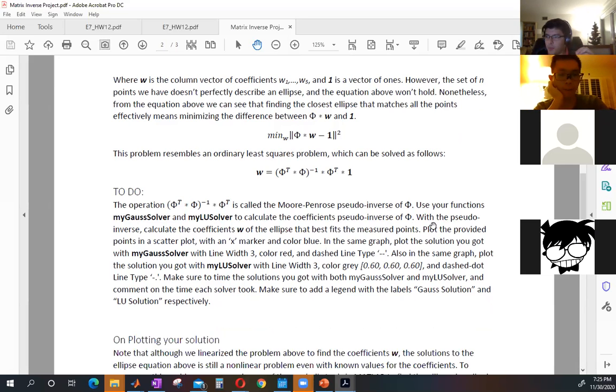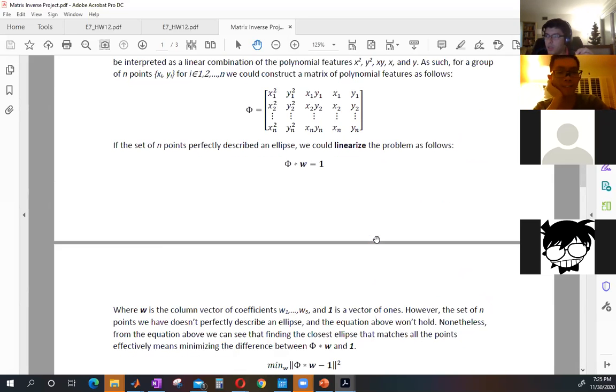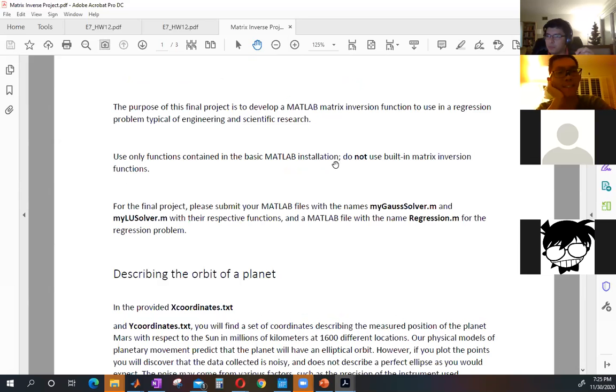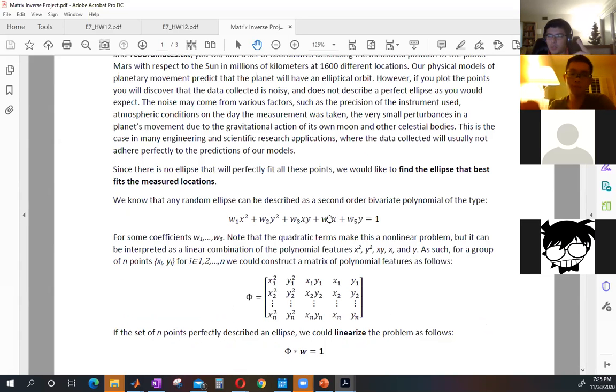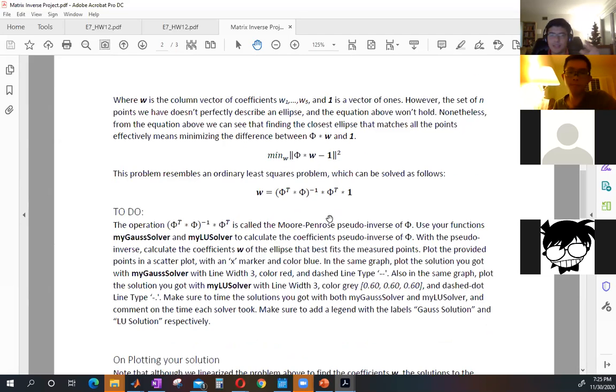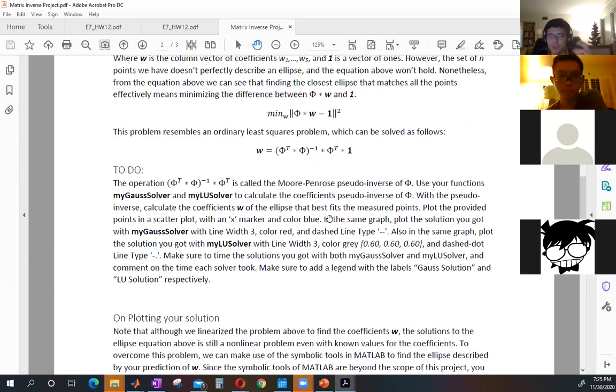Oh, wait, did you say that earlier? I didn't see it. Yes. Sorry. Right here, second paragraph. So we don't specify the P inverse, but basically any of the matrix inversion functions that MATLAB has. We want you to use the ones that you coded.